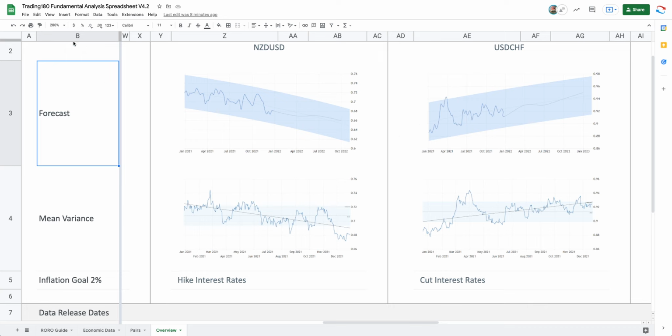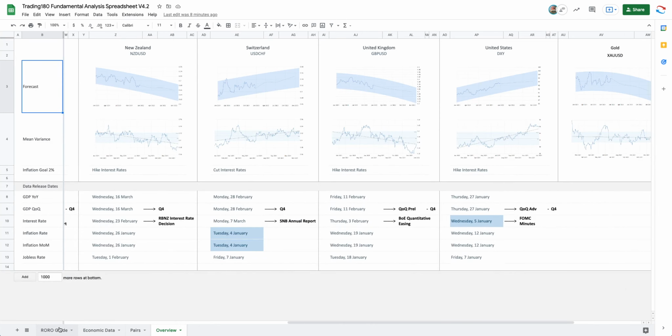This is the fundamental analysis spreadsheet, something that we look at pretty much on a regular basis. I also do a weekend analysis on the fundamental analysis spreadsheet, as well as the data, so you're always kept up to date, pretty much every Saturday and Sunday, every weekend. We do some analysis just to keep up to date with the fundamentals and risk sentiment.